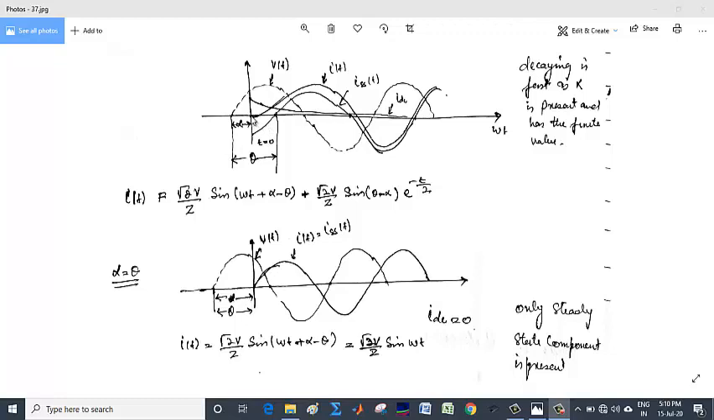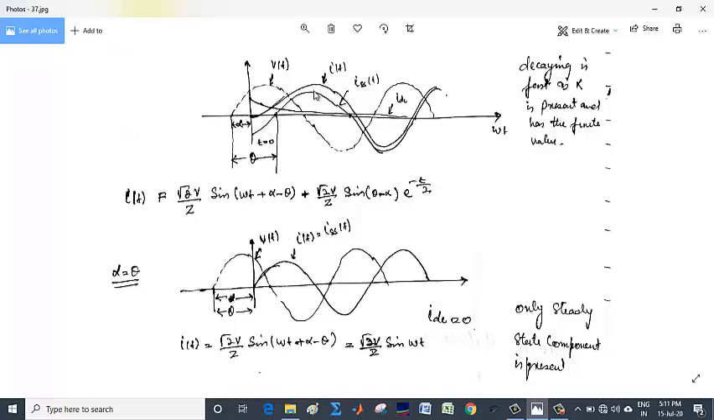Since the current will be 0 at t equal to 0, because it's an inductive circuit, this current will be the steady state part of the current. It will be equal to root 2 V by Z sine of omega t plus alpha minus theta. Its maximum magnitude will be root 2 V by Z, and this current will be lagging the voltage by theta. That's why the angle between the zero of the voltage and the zero of the current will be theta. That is shown over here.